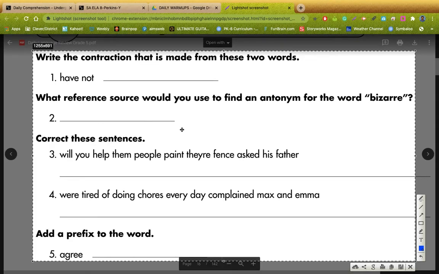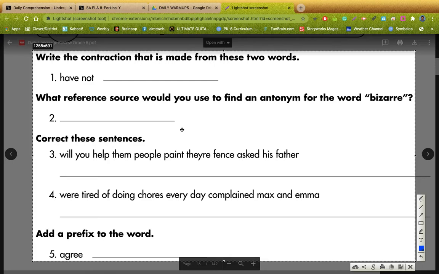So look at what we have today. Number one, we've got write the contraction that is made from these two words, and we have "and not." So you got to form a contraction, and a contraction is when we combine two words and we use an apostrophe. So you're basically just smashing those two words together, get the apostrophe in the right spot, make sure you've spelled it correctly.